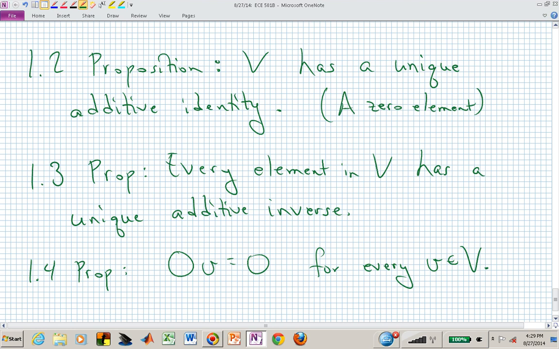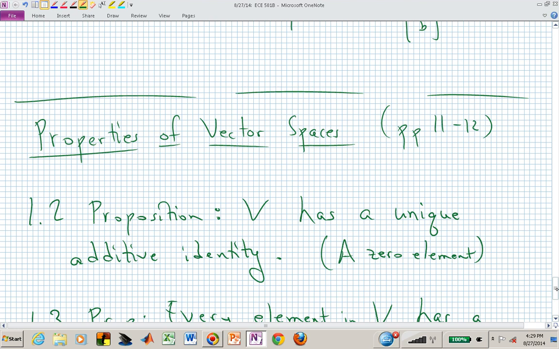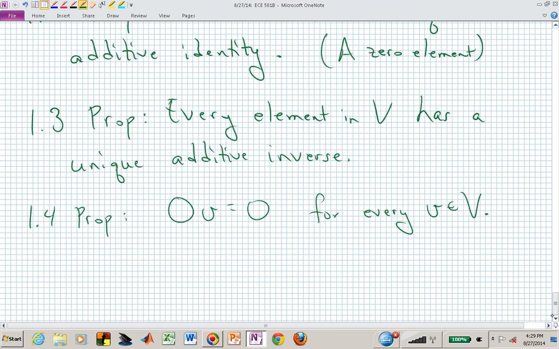That makes sense? The 0 on the left is a scalar, isn't it? I'm multiplying it by a vector. The 0 on the right is our additive identity, the zero vector. So this 0 is a scalar, and this 0 is a vector. Is that clear?